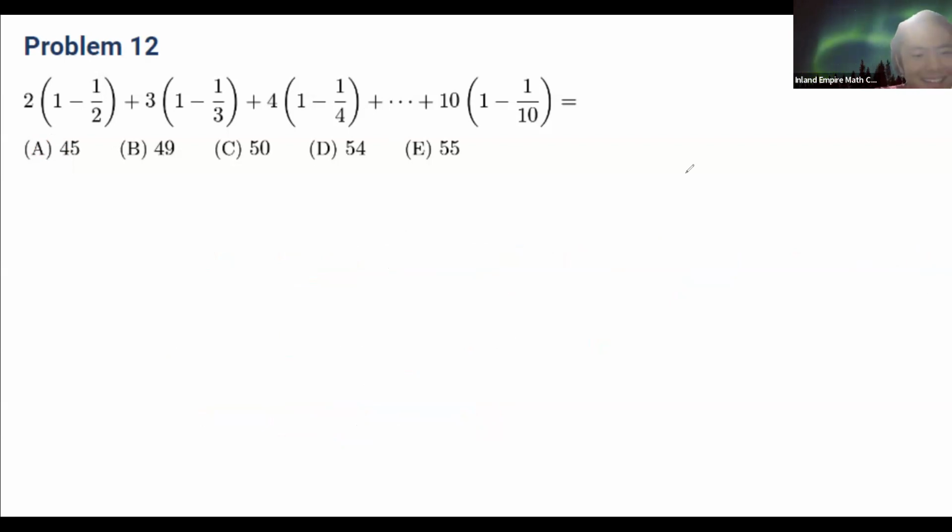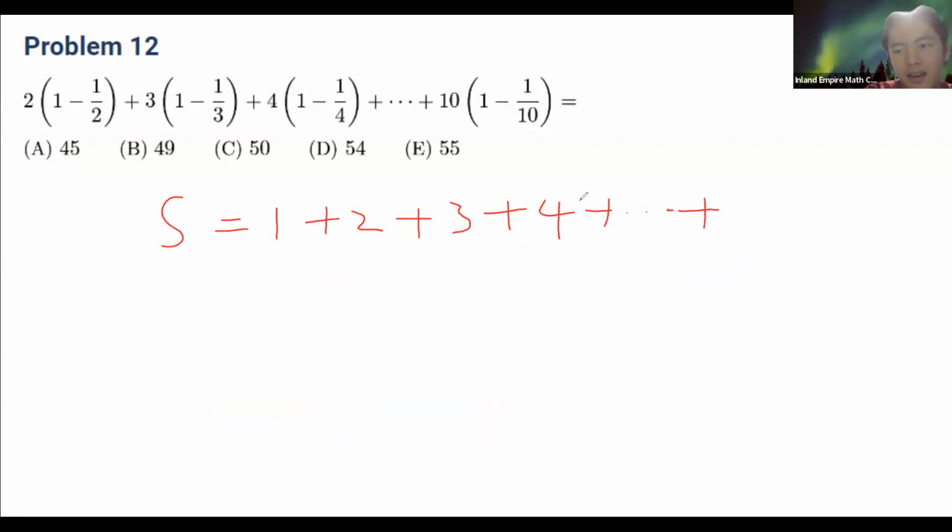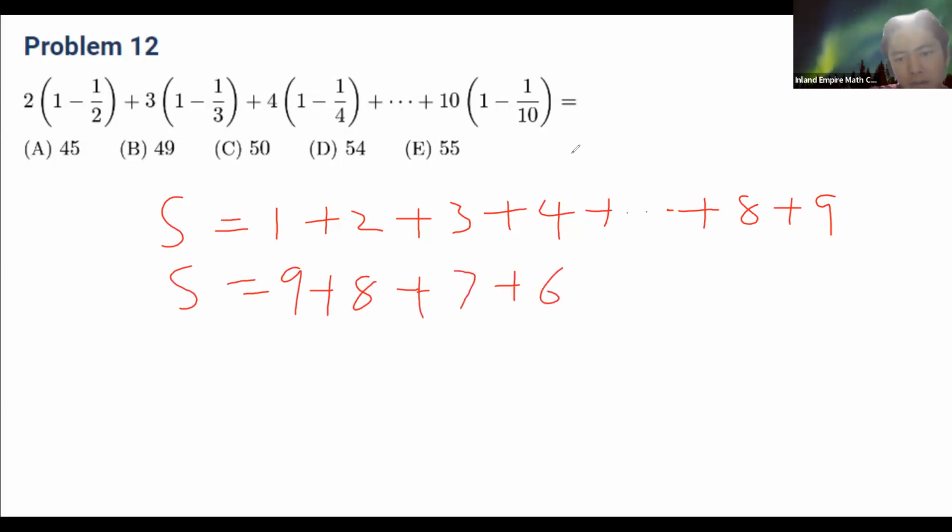No, it's okay. So first of all, let the variable s equal 1 plus 2 plus 3 plus 4 plus, and so on, up to 8 plus 9. And now if you write it backwards, it's still equal to the same number, right? Like if you write it like this, it doesn't change the value. Plus, plus, plus. But if you write it like this, what happens now?